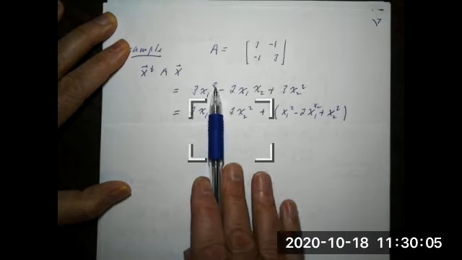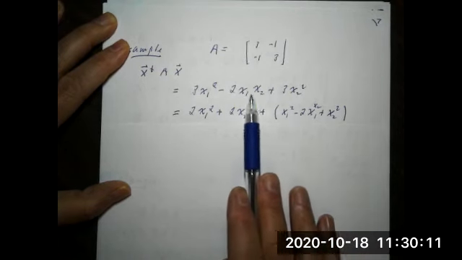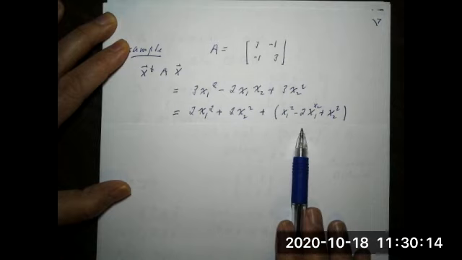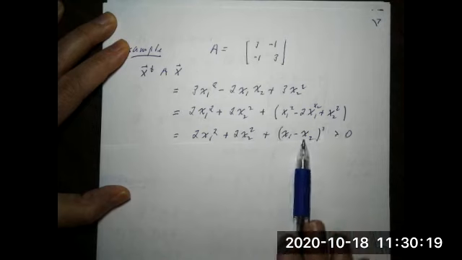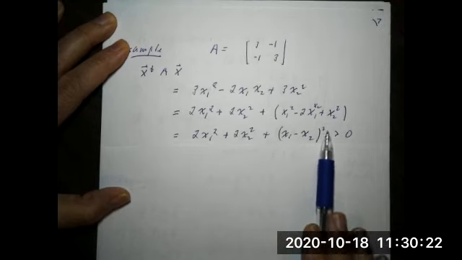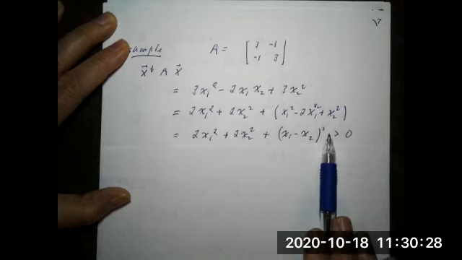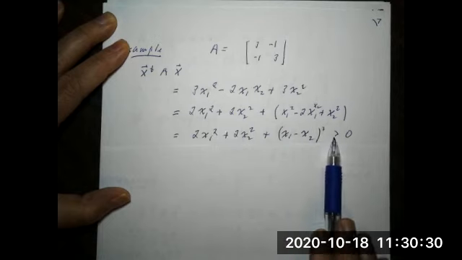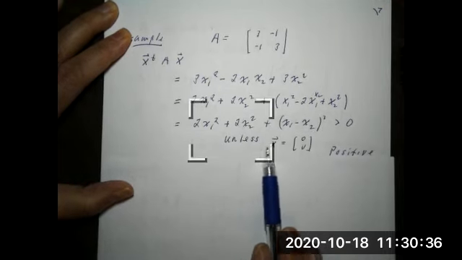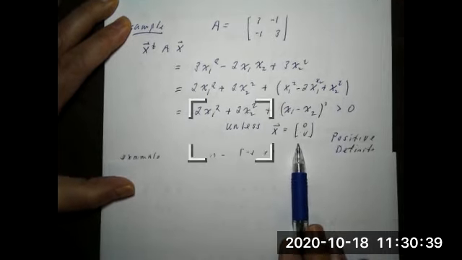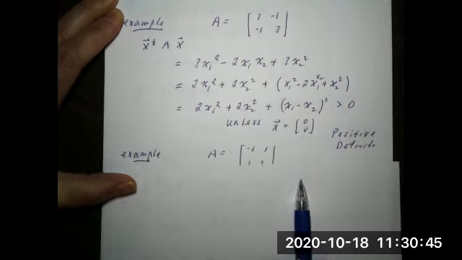I'm going to break 3x1 squared up into 2x1 squared plus x1 squared. I'll do the same thing here, and then I've got my minus 2x1 x2. x1 squared minus 2x1 x2 plus x2 squared can be rewritten as (x1 minus x2) quantity squared. So I've got 2x1 squared, 2x2 squared plus (x1 minus x2) squared. Because all of these items are squared, this will be greater than 0 unless x1 and x2 are both equal to 0, in which case x would be the 0 vector. And so that tells me then that this quadratic form corresponding to this matrix is positive definite.